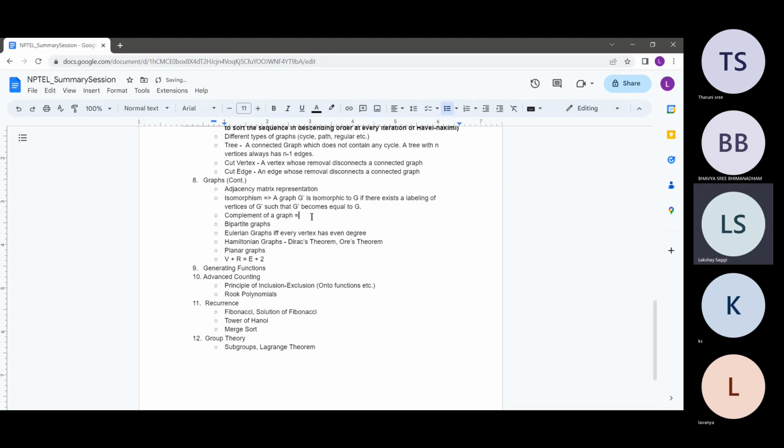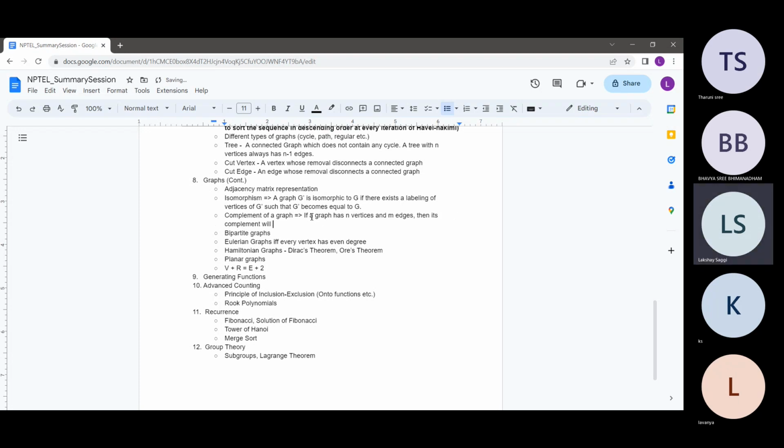Based on this, some questions can be asked, like there was a question in the assignment also. If a graph has n vertices and m edges, then its complement will again have n vertices only, because the vertex set remains the same, and the number of edges will change, because we are removing the edges which were already present. So we are removing these m edges, and with the edges which were earlier absent, we'll be adding those edges, right?